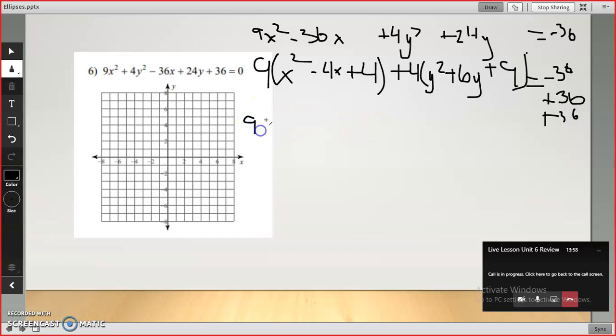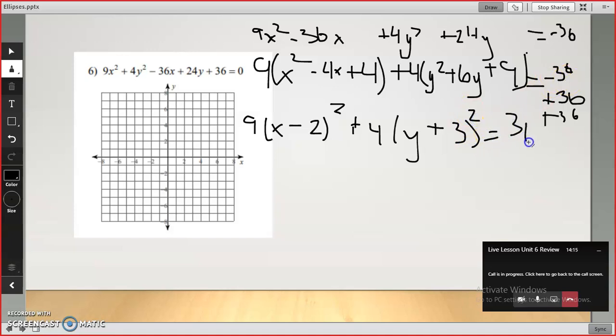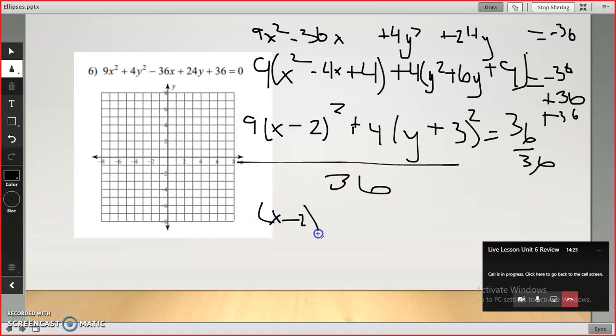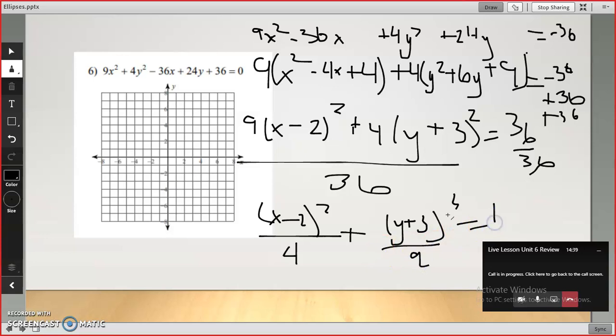All right, so I've completed my square. So I have 9 times x. It's a minus sign here, so minus 2 squared plus 4 times y. It's a plus sign here, so plus 3 squared. And then all that equals 36. Can't have 36 here, so I'm going to divide everything by 36. And I get x minus 2 squared over 4 plus y plus 3 squared over 9 equals 1. So now it's in the general form, so I can quickly see the center is at 2, negative 3.